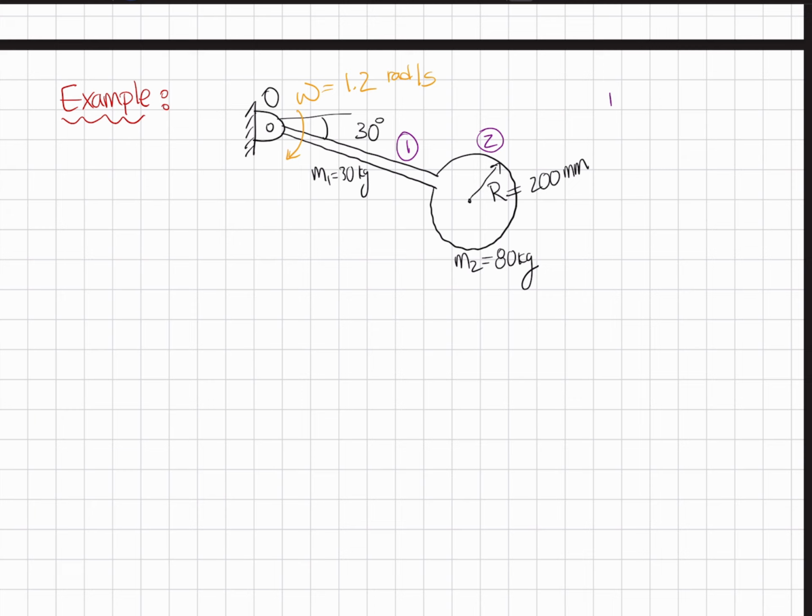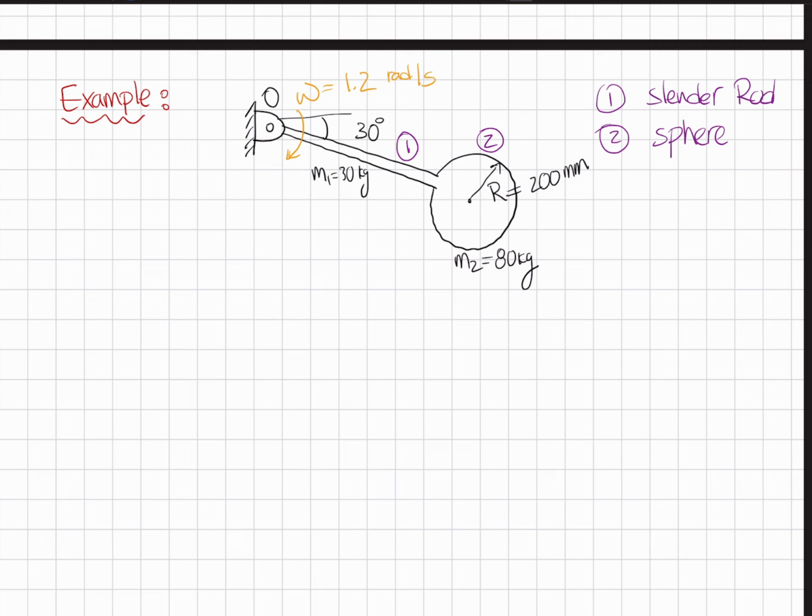Segment 1 here is a slender rod, and segment 2 is a sphere. And these are carefully selected terms because they imply very specific mathematical mass moments of inertia. So the way we can calculate the mass moments of inertia really have to do with these definitions.